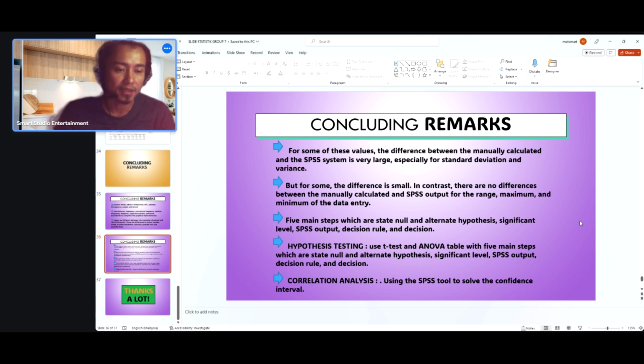and decision. Hypothesis testing uses t-test and ANOVA table with 5 main steps, which are state null and alternate hypothesis, significant level, SPSS output, decision rule, and decision. Correlation analysis using the SPSS tool to solve the confidence interval. That's all for now, sir.